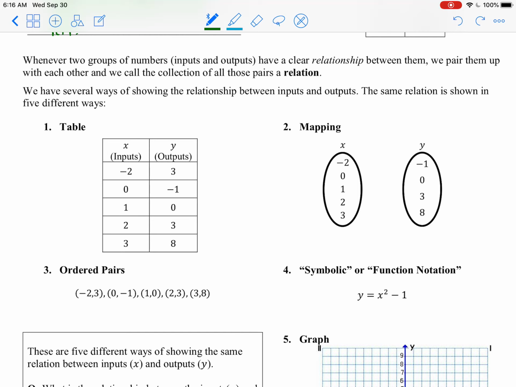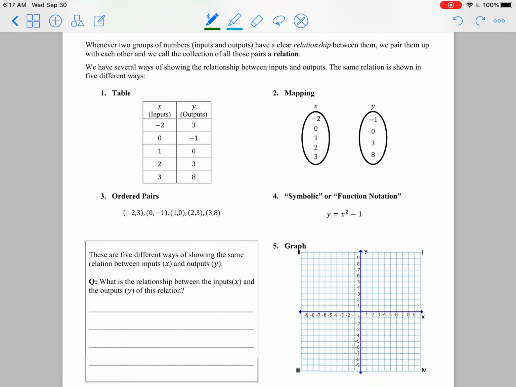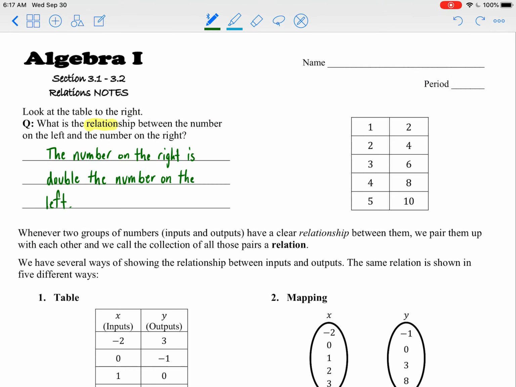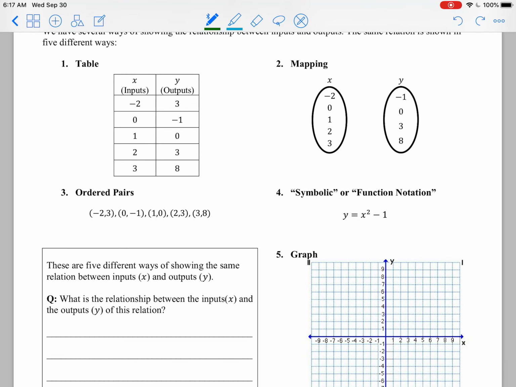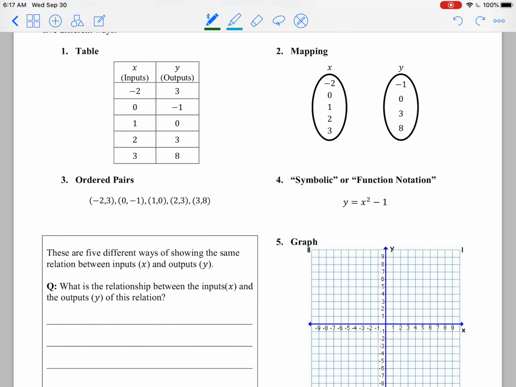And what's interesting here is that we actually have several ways of showing the relationship between inputs and outputs. The same relation is shown in 5 different ways. So I took the same pattern or the same rule, right? What was the rule here? Double the number on the left and you'll get the number on the right. I took the same rule here and wrote it out in 5 different displays. So there's 5 different ways to show a relation. The first way is a table right here. So you're going to have the inputs usually on the left and the outputs on the right. So that's one way to show it.